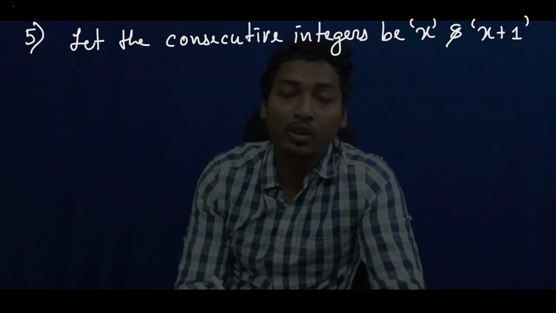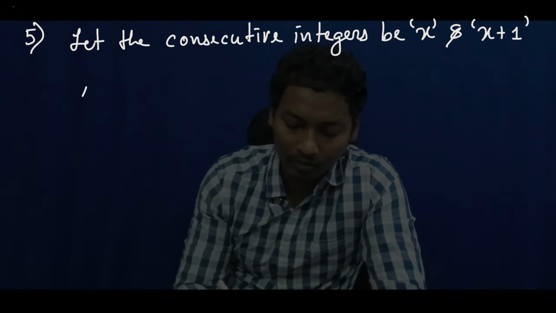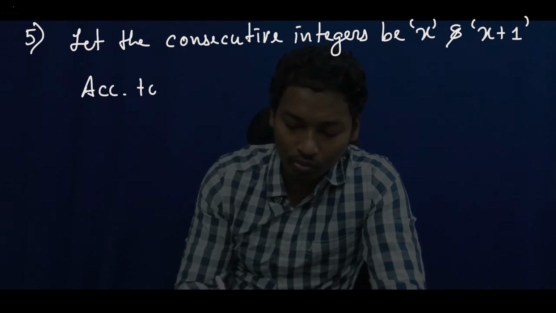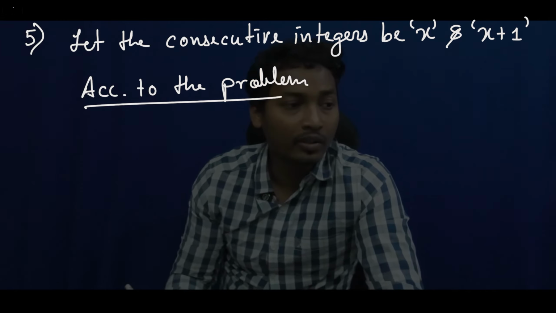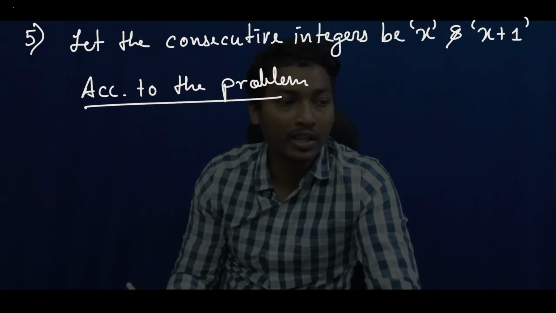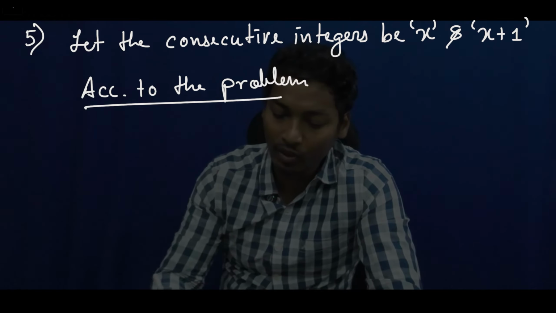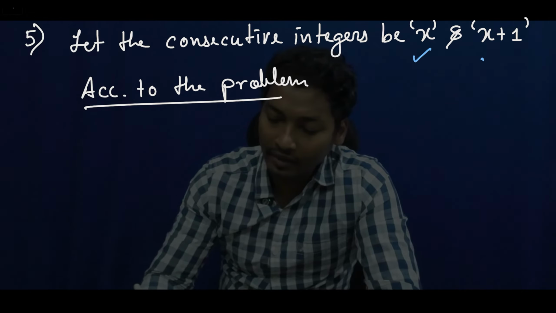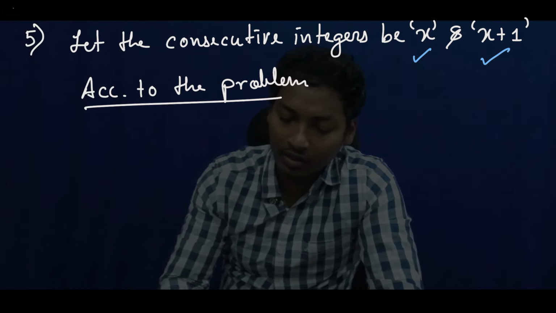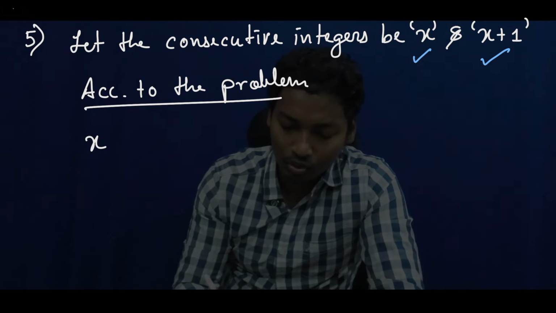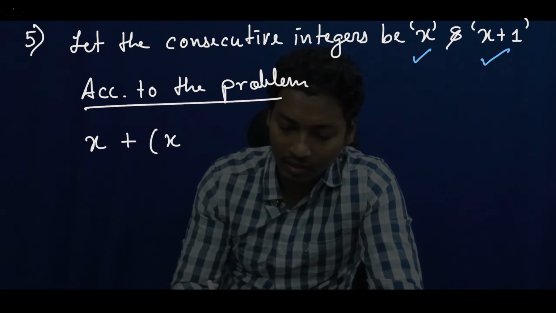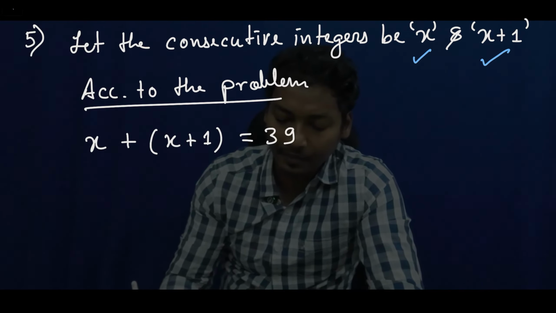Now let's frame the equation according to the problem. According to the problem, what do we see? The sum of two consecutive integers is 39. It means when you add x and x plus 1, you should get 39. So let's present the equation: x plus (x plus 1) will give you 39.